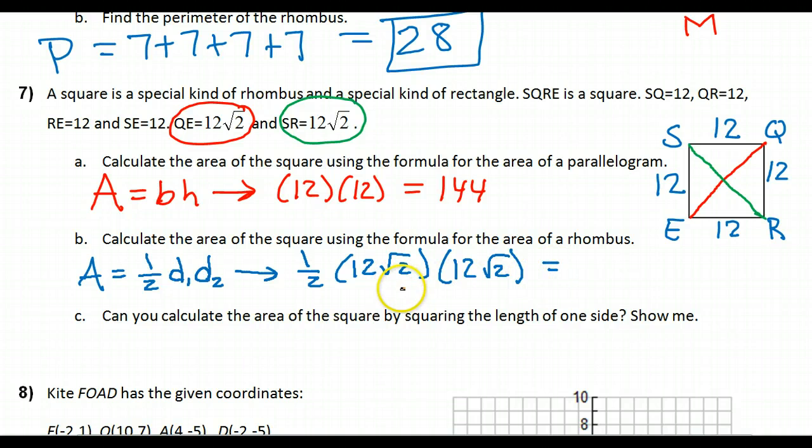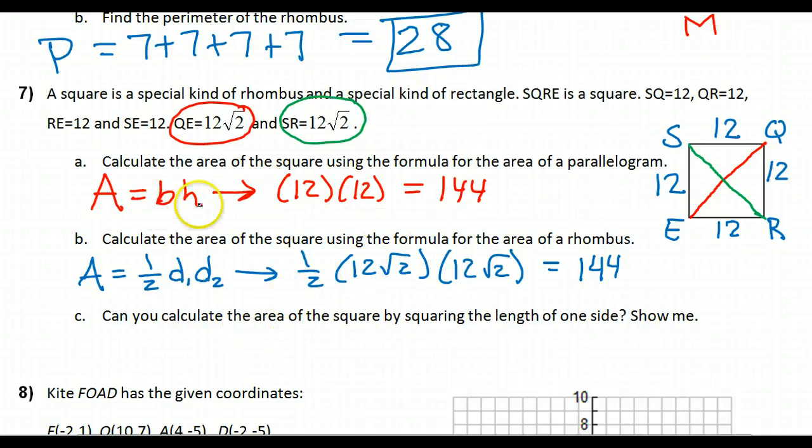Okay? If you put that in your calculator, guess what you get? 144. We better get the same answer because it's the same square. It better have the same area no matter how we calculate it. But there's one more way to calculate the area of a square.